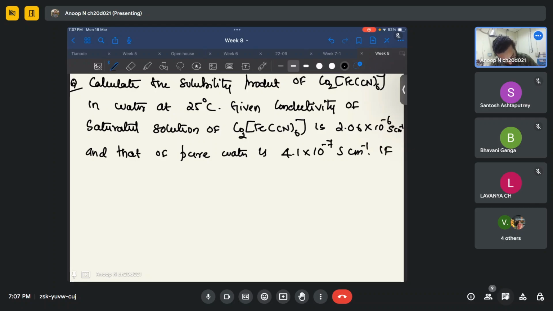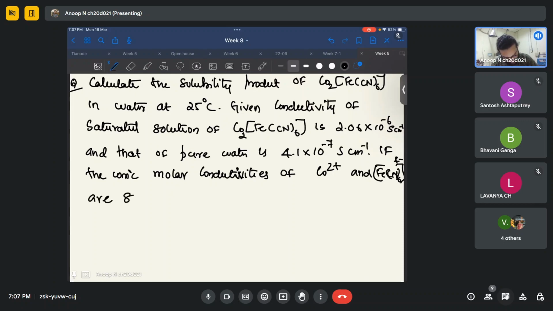If the ionic molar conductivities of Co2+ and [Fe(CN)6]4- are 86 Siemens centimeter square per mole and 444 Siemens centimeter square per mole respectively. So we have to calculate the solubility product.